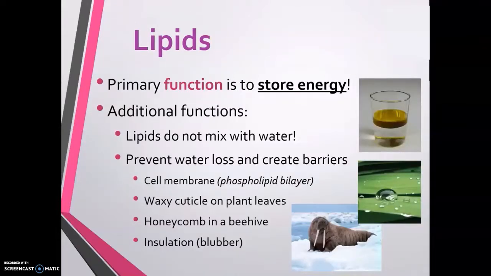A primary function for lipids is energy storage. We're talking about long-term storage, not energy that you're going to be using in the near future, like for a carbohydrate. Additional functions, think about the structure of a fat and how it doesn't mix with water. That means it's really good at preventing water loss and creating a barrier. Waxy coatings on the leaves of plants, you can tell that they're waxy if you feel it and you see the water bead up. That helps to prevent water loss. Our cell membranes are made out of lipids, and that prevents water from flooding into our cells. If we think about the walrus and its insulation, it has blubber, that's a lipid.